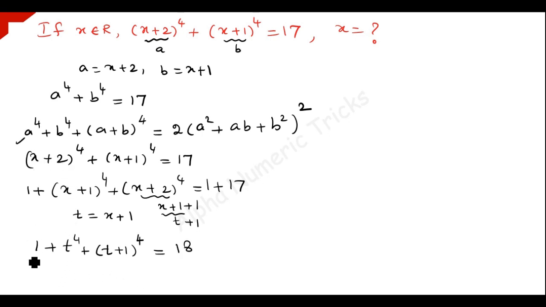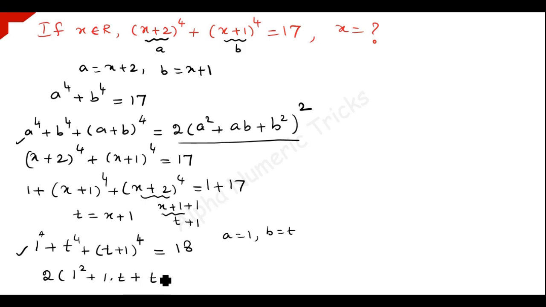Here, compare this formula with this equation. In the place of a^4, we can write 1^4, plus in the place of b we have t, and a + b is t + 1, whole to the power 4, is equal to this. So instead of this, you can write 2 times (a^2 + ab + b^2) the whole squared, and a is equal to 1 here and b is equal to t. So substituting here, 2 times (1^2 + 1 times t + t^2), the whole squared, is equal to this 18.